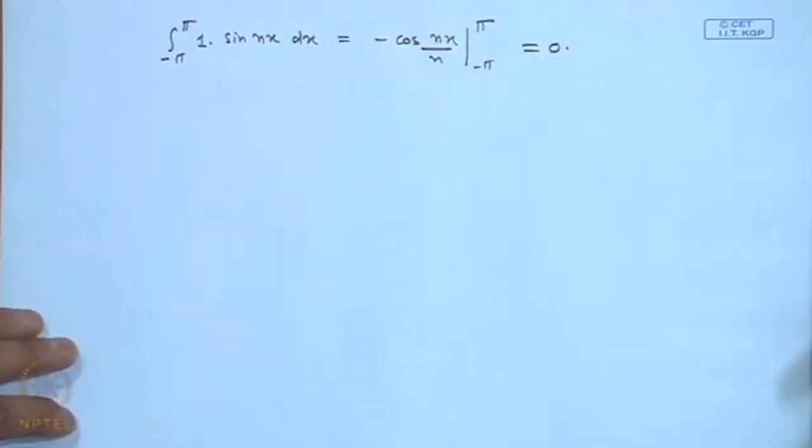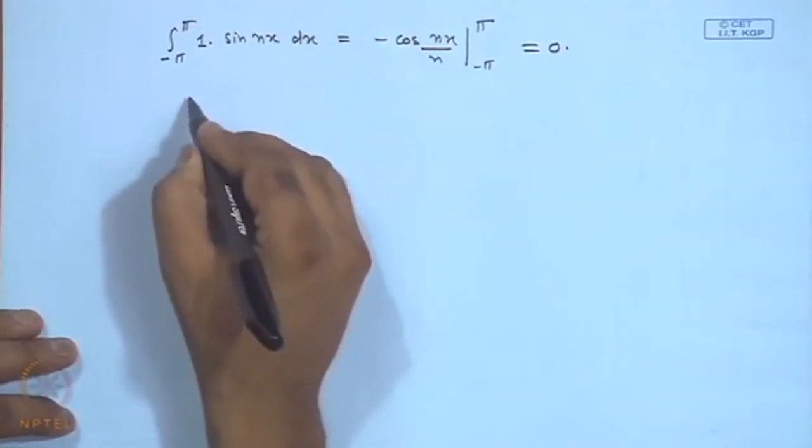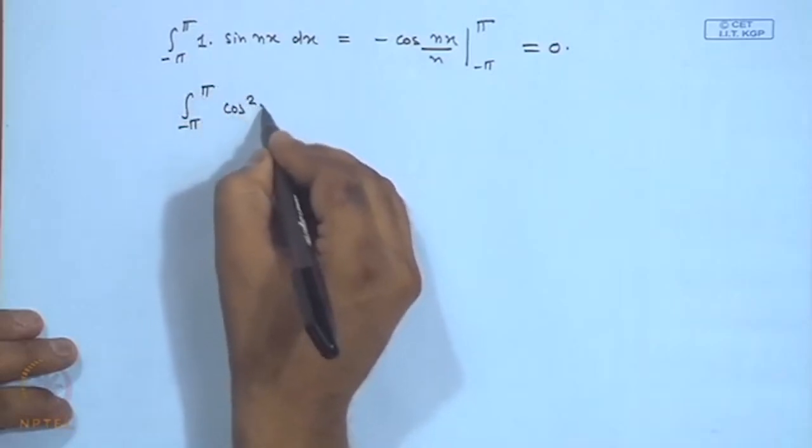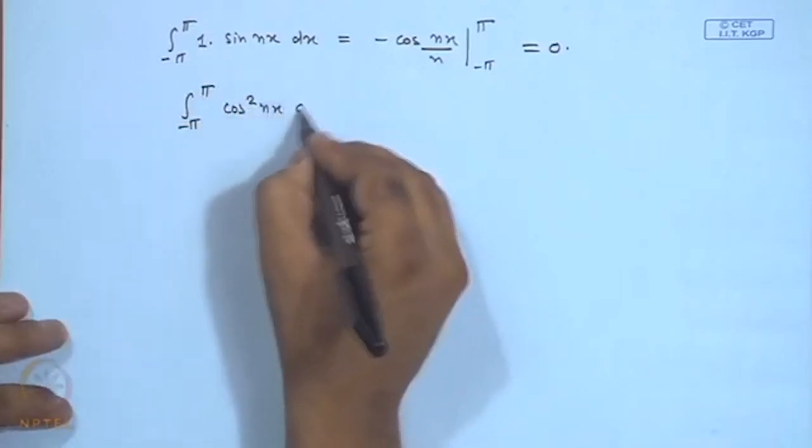Let us see what will happen if we take the same functions from that system, that means the integral from minus pi to pi, and if we take cos squared nx. So, cos nx and cos nx, the product.